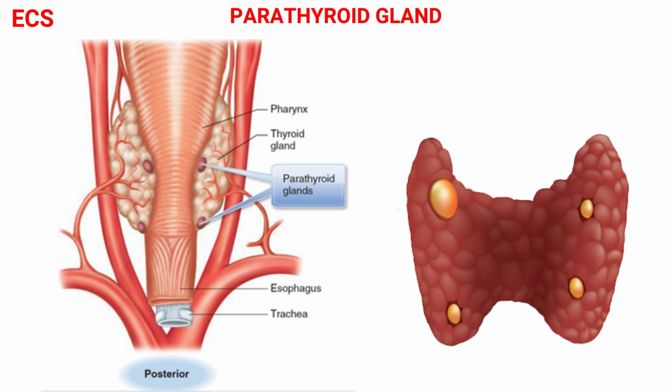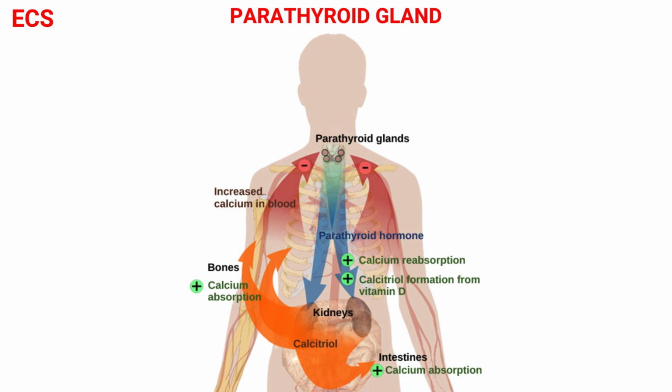Next, we will cover parathyroid glands. Parathyroid glands are 4 small masses of glandular tissue about the size of a grain of rice embedded in the posterior surface of the thyroid gland, with 2 on each side of the trachea. They are covered in thin connective tissue capsules and appear yellowish brown. These glands secrete parathyroid hormone in response to low blood levels of calcium.